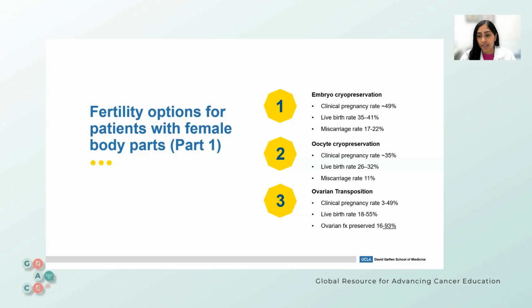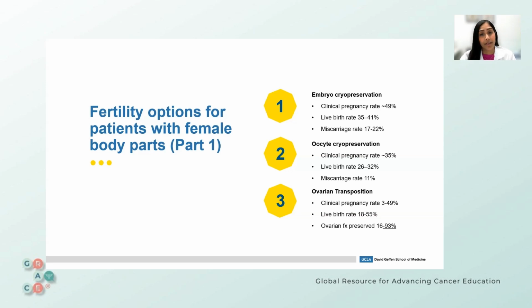The second option here is oocyte cryopreservation, which is very similar to embryo cryopreservation, except that it does not involve fertilizing the egg outside the body. So instead of going through the process of fertilizing the egg to create an embryo, here we simply freeze the egg by itself. And as you can see, we have slightly lower success rates when we freeze the egg by itself, and that's because they are a little bit less stable as you go through the freezing and thawing process when they are not fertilized.